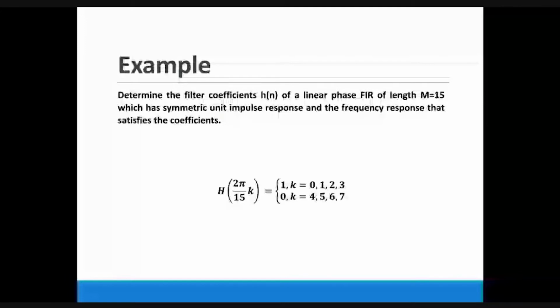Determine the filter coefficients. My screen is visible to all. Yes, sir. Okay.